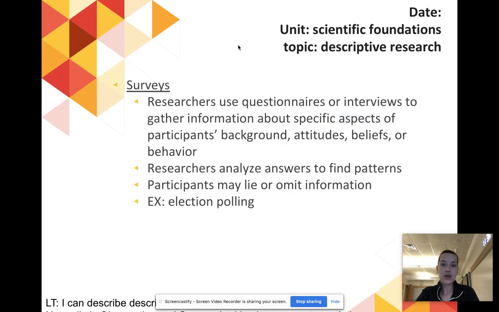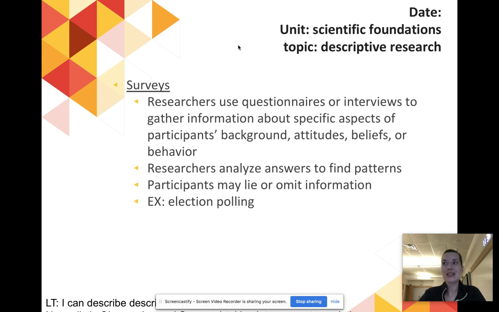We also use surveys when we're doing descriptive research. You guys know what a survey is. You answer some questions, maybe it's even an in-person interview, and it can be pretty much about anything: what you believe, how you feel, your background, what you would do in a certain situation. Just like with case studies, we need a lot of these in order to find a pattern. I mean, tons and tons and tons of answers.